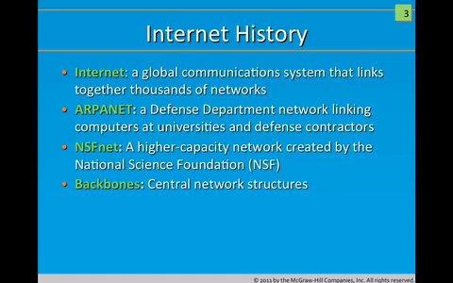ARPANET was the ancestor of the internet as we know it today. That's the Department of Defense system that was created a long time ago. The NSFNet was a higher capacity network that was created a little bit later for the National Science Foundation. And then the word backbone is essentially all of the different structures. It's the infrastructure that allows the internet to operate.